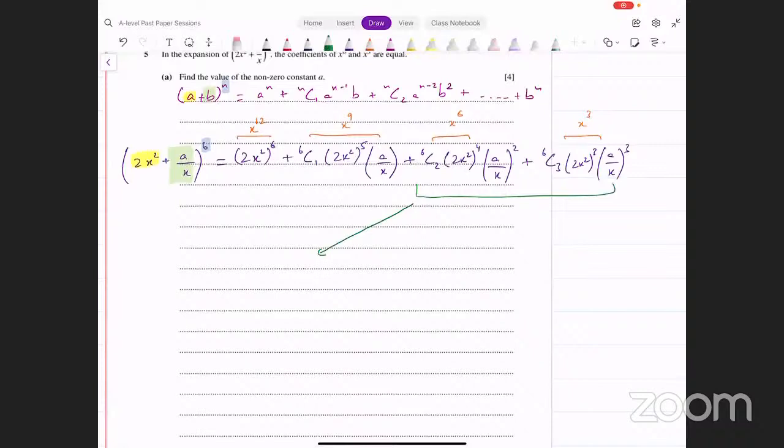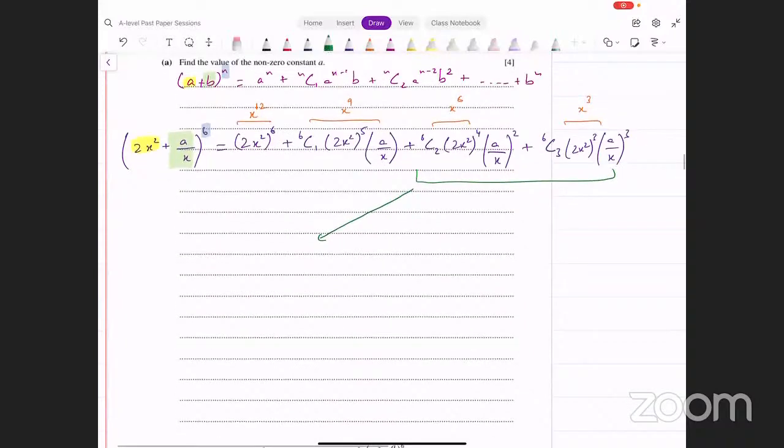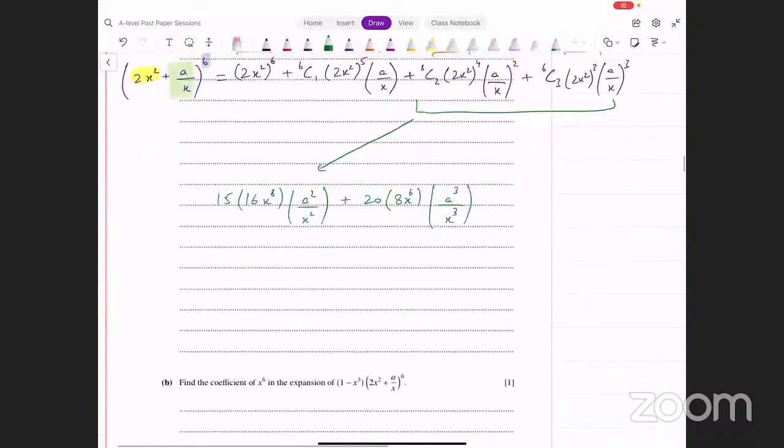6c2 क्या होता है आपके पास? 6c2 क्या होता है? 6c2 is 10. No, I think it's 15. 6c2 is 15. Into (2x square) whole raised to power 4. 2 raised to power 4 is 16. X raised to power 2 raised to power 4, that is x raised to power 8. And then a square over x square. Plus 6c3, that's 20. Into 8x raised to power 6 into a cube over x cube. And that's all you need to do here.